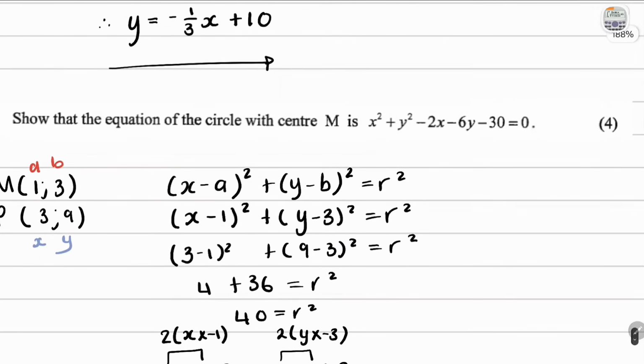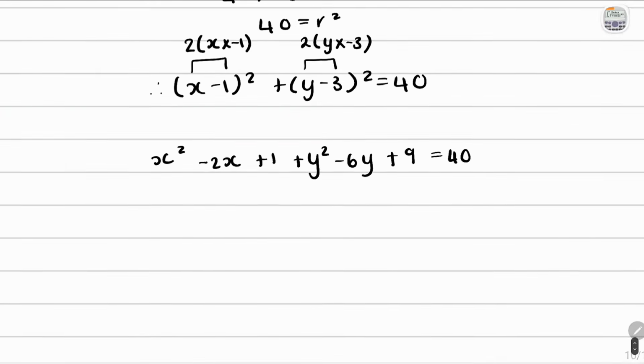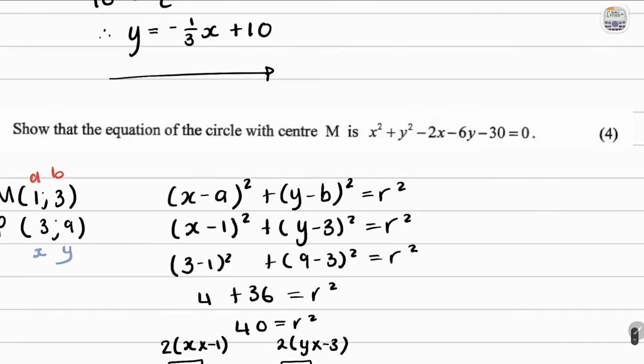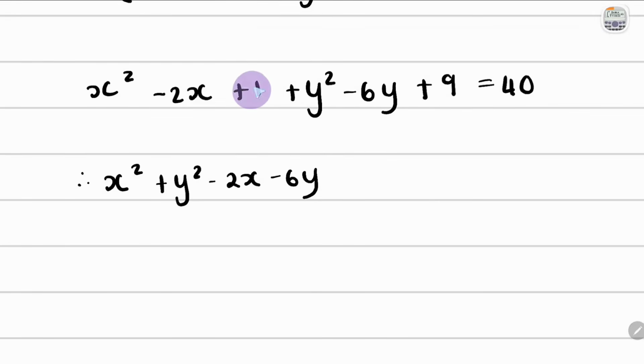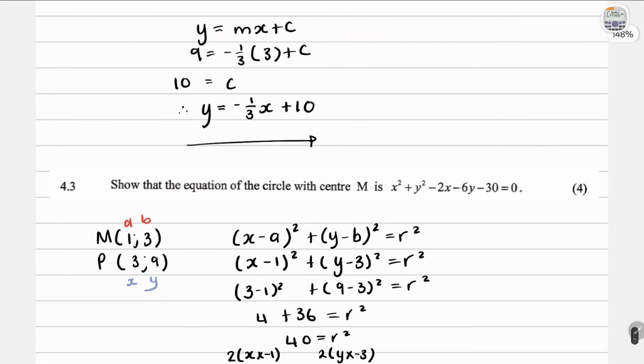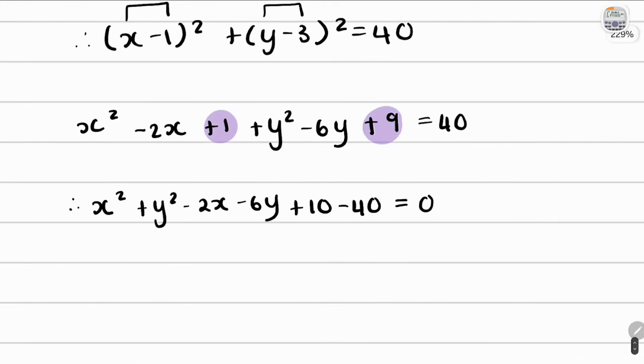And you see that the way they wrote it, they wrote x squared and then y squared first. So, and then the x and then the y. So we're just going to rewrite it like that. So therefore, it means that x squared plus y squared minus 2x minus 6y. Then we have a positive 1 plus 9, which gives you 10. So that's 10. And we can take the 40 over. Minus 40 is equal to 0.